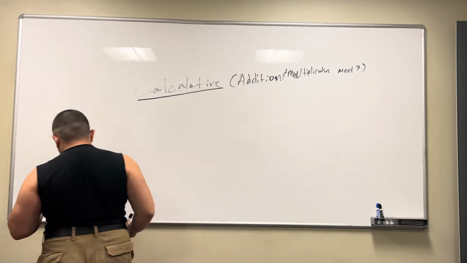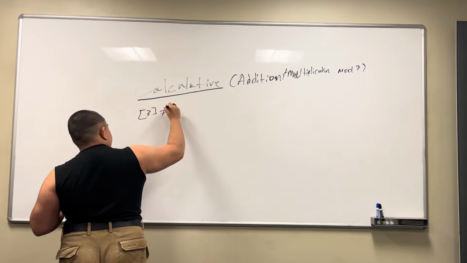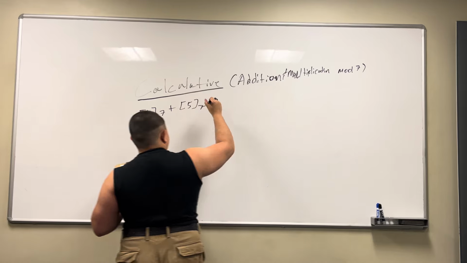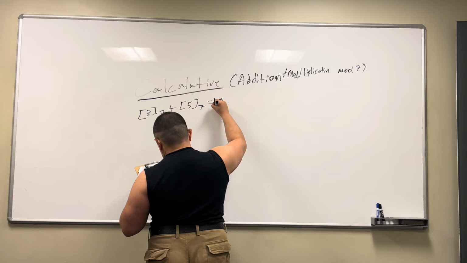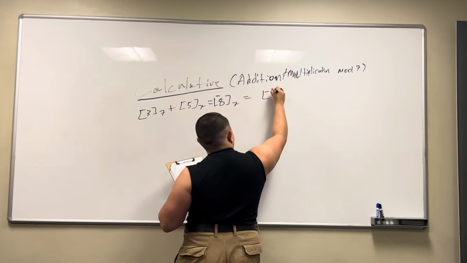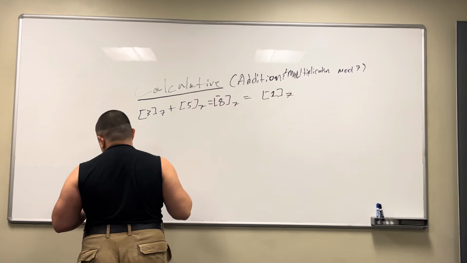So, suppose we have 3 mod 7 plus 5. This is all mod 7. This would equal 8, which is equal to 1 mod 7. Right? Simple enough.